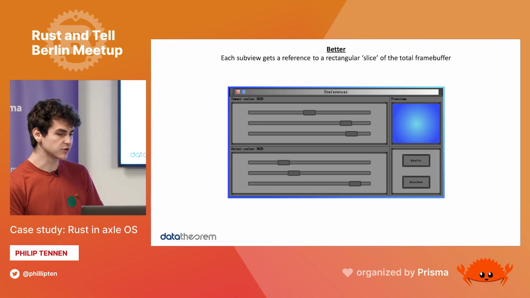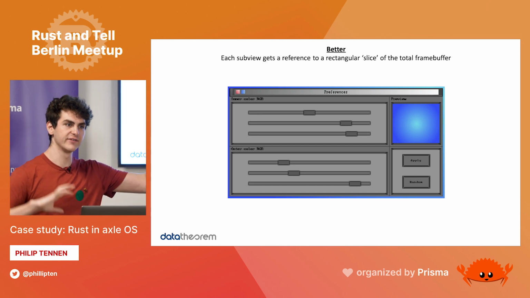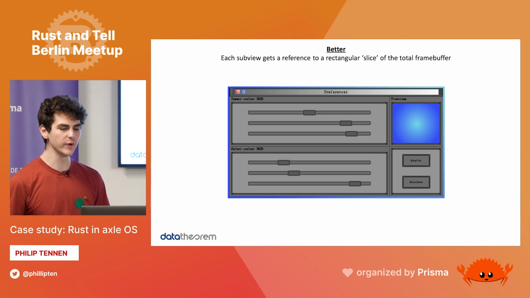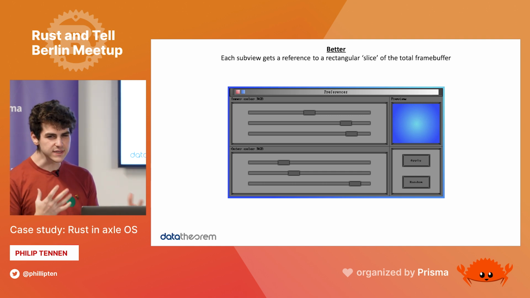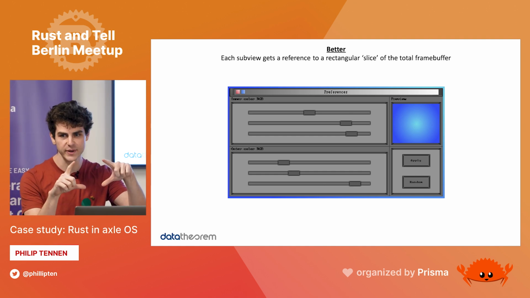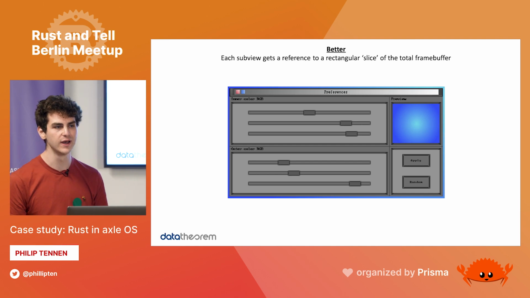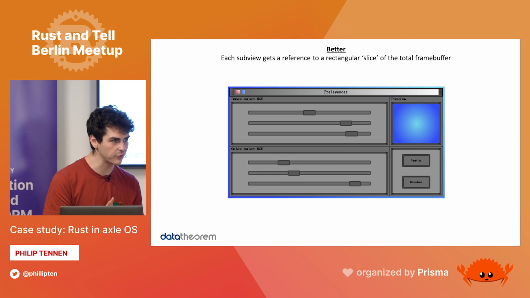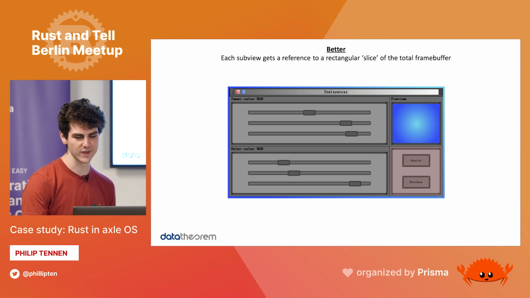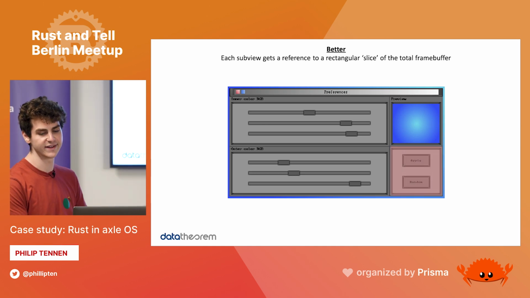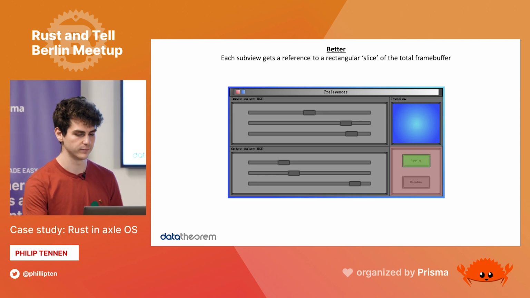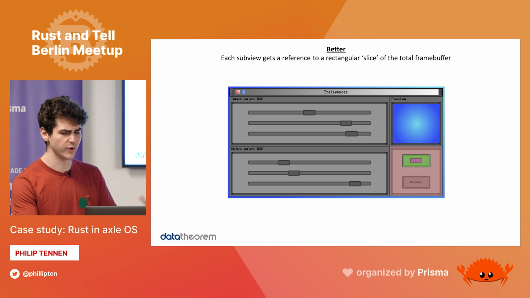So what would be nicer is if instead of having all these different frame buffers that we then composite together into a final image, we could have some kind of slicing syntax where you could just get a reference to a rectangle of pixels that you're allowed to draw into, and you wouldn't be able to draw outside of that rectangle. That would be really cool. Let's see if we can do that. The idea here is each of these subviews would just get a rectangle, and you couldn't draw into anything more than that.